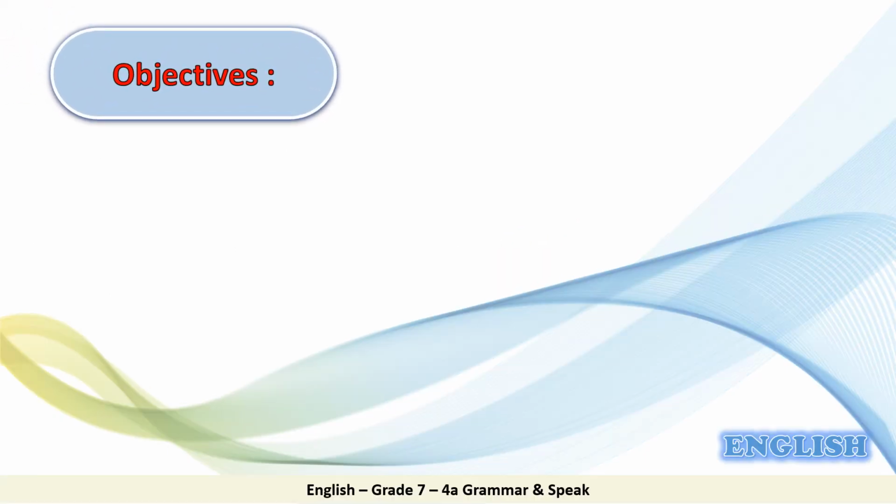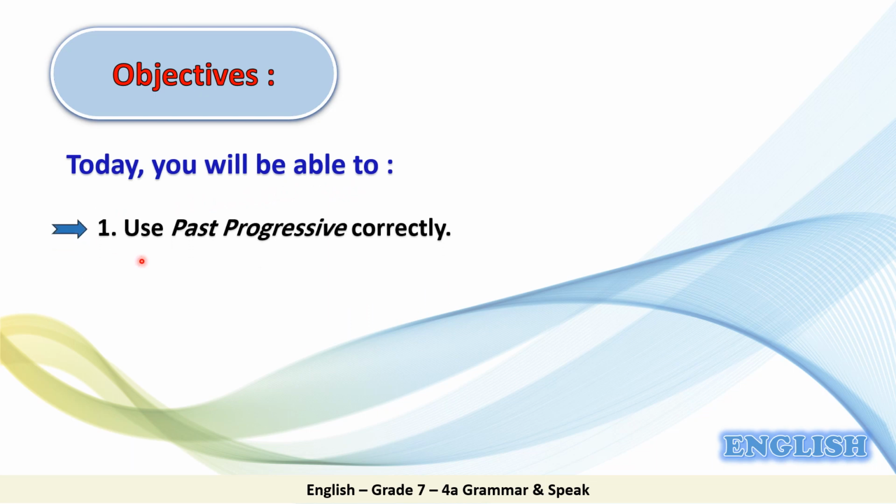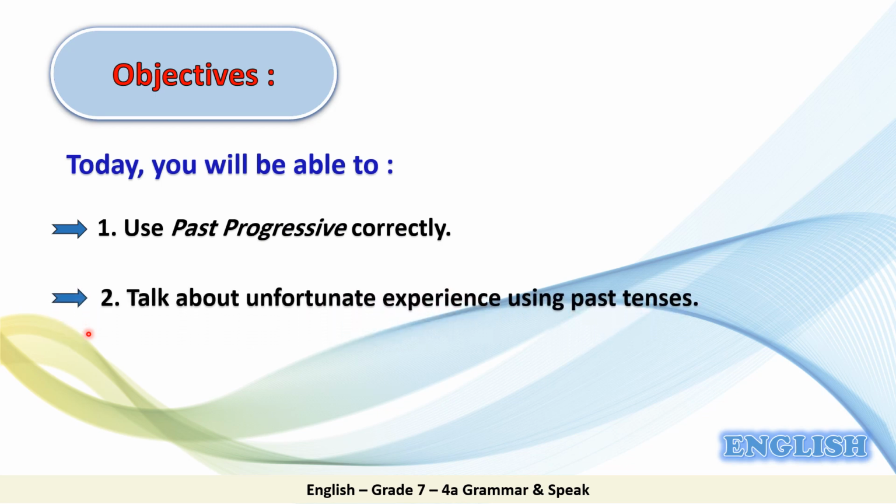Let's start by having a look at the objectives of today's lesson. Today you will be able to: 1. Use past progressive correctly. 2. Talk about unfortunate experience using past tenses. So today you have 2 objectives to achieve.